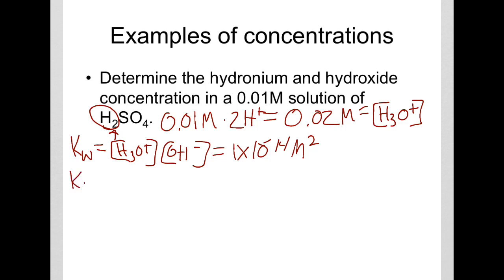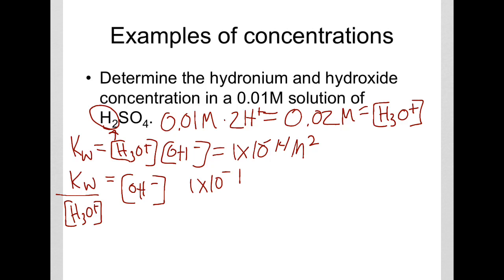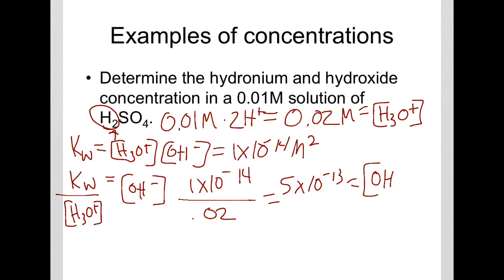So I see my Kw over my hydronium concentration is equal to my hydroxide concentration, and yes, I'd like you to do all of this. This is good practice, and you'll only get better by doing. Take 10 to the negative 14th divided by my 0.02, which is going to give me 5 times 10 to the negative 13th. And of course, because this is in brackets with the hydroxide, I don't need to put the M. That's why it's not terribly important to have that.